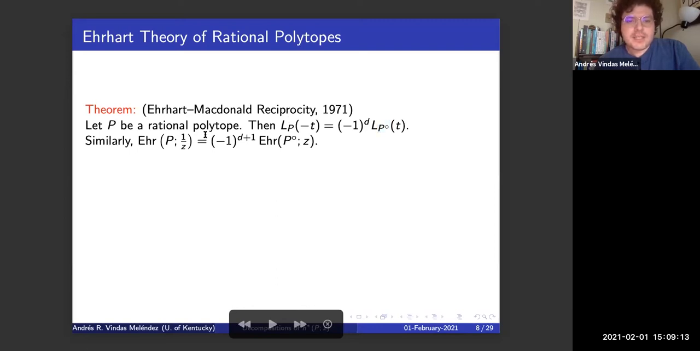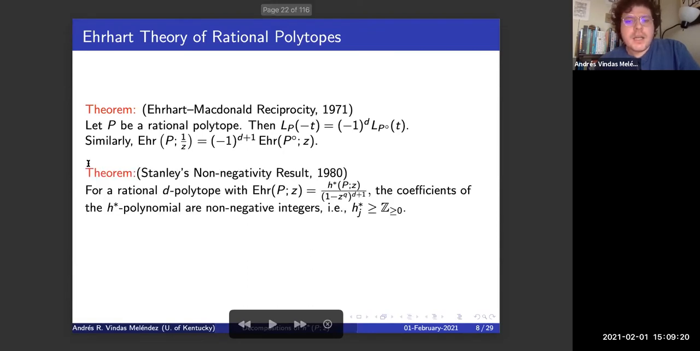Similarly, we have this reciprocity result in the Ehrhart series version. And so Richard Stanley in the 80s proved a non-negativity result using algebraic techniques. He showed that the h-star polynomial in fact has non-negative coefficients. And later you'll see that in the work that I present, there's another way to see that the coefficients are non-negative.